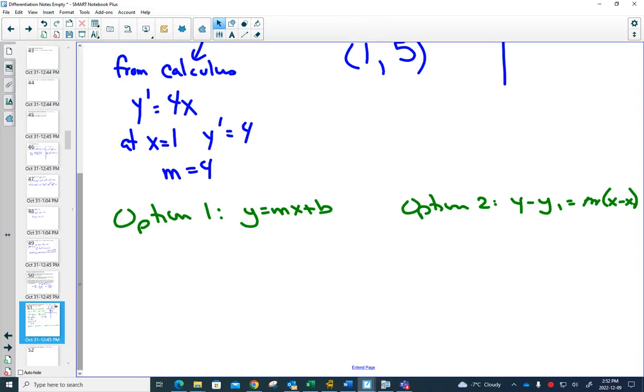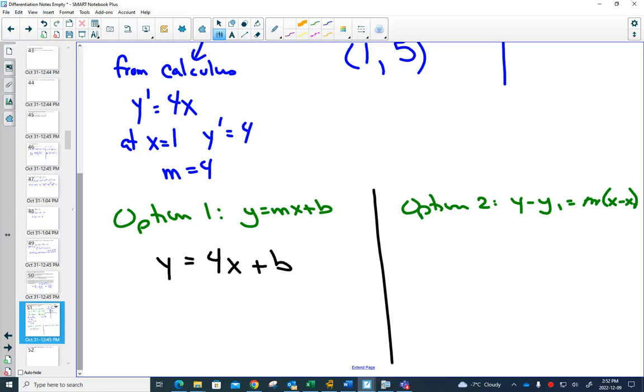Next year, you're in university, you're helping your friend who's taking first year calculus. They're in this question. When you mention these options, they're like, I remember y equals mx plus b. Then you say, okay, we'll go to option 1. If you have option 1, what do you know already? You know the slope is 4. So this is how far you're at, but you don't know the y-intercept.